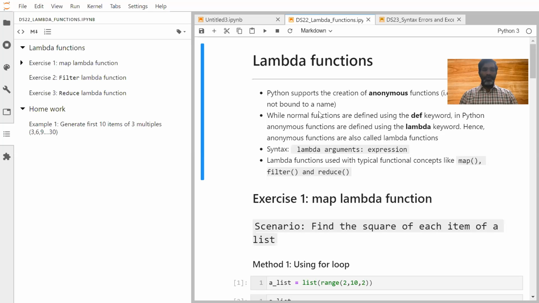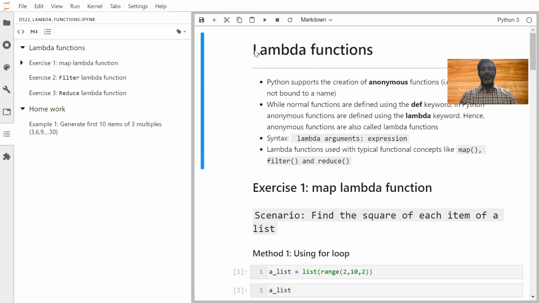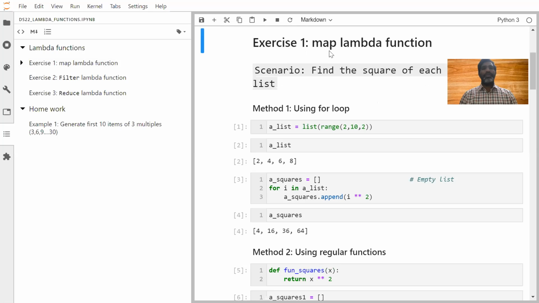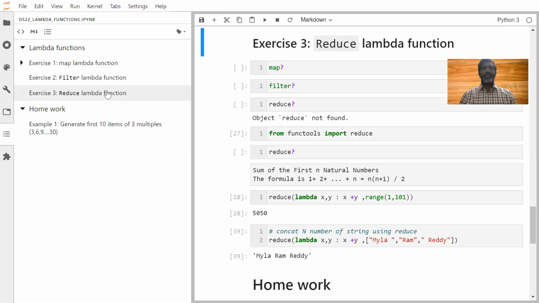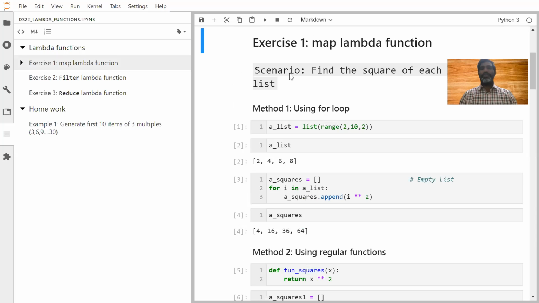Now we need to go for Lambda functions. So Lambda functions, we have mainly three things. One is map Lambda function, how it is going to work. Second is filter Lambda function. Then third is reduce Lambda function. So these are the three Lambda functions, whatever we have it.